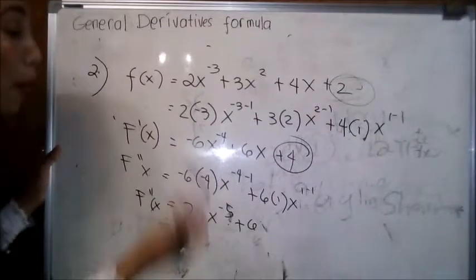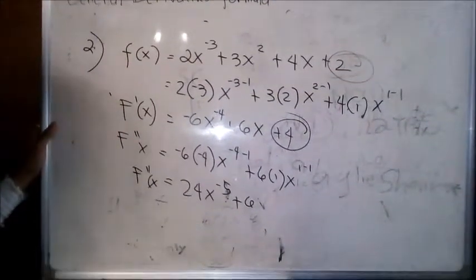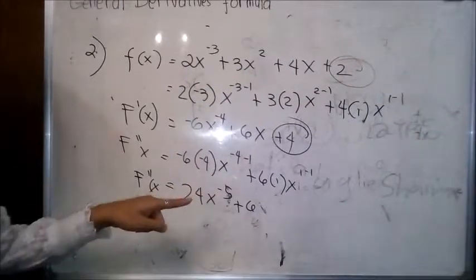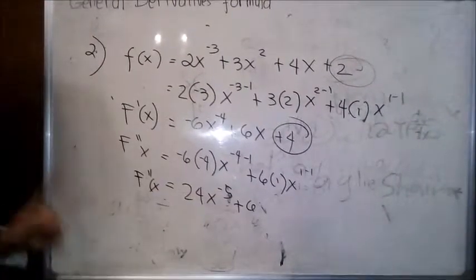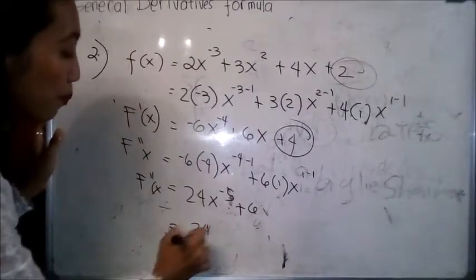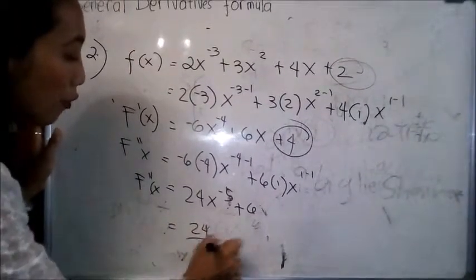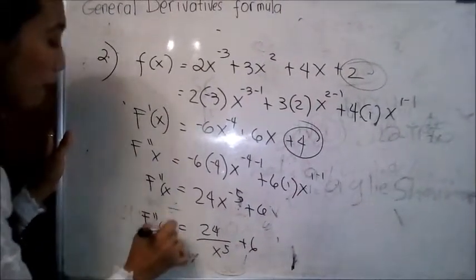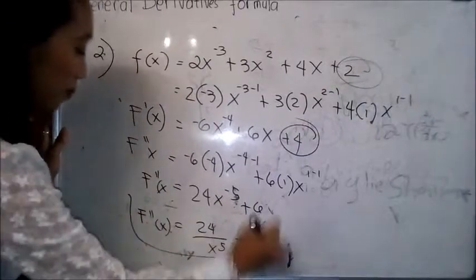24x to the power of negative 5 plus 6. But since in the final answer we don't have a negative exponent, we need to transform that into fraction form. So we have 24 over x to the power of 5 plus 6. This will be your second derivative of the function.